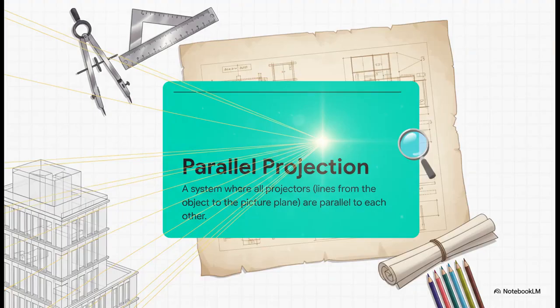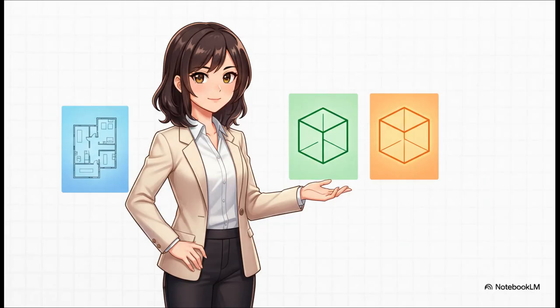So here's the golden rule for this whole system. Every single imaginary line, or projector, that travels from the object to the paper is perfectly parallel. They never get closer, they never get further apart, they never converge. Now, this might not be how our eyes see the world, but it is the absolute key to creating precise, measurable drawings, where every single millimeter counts. Within this big parallel family, architects have three essential tools in their kit. Let's break them down: orthographic, axonometric, and oblique.